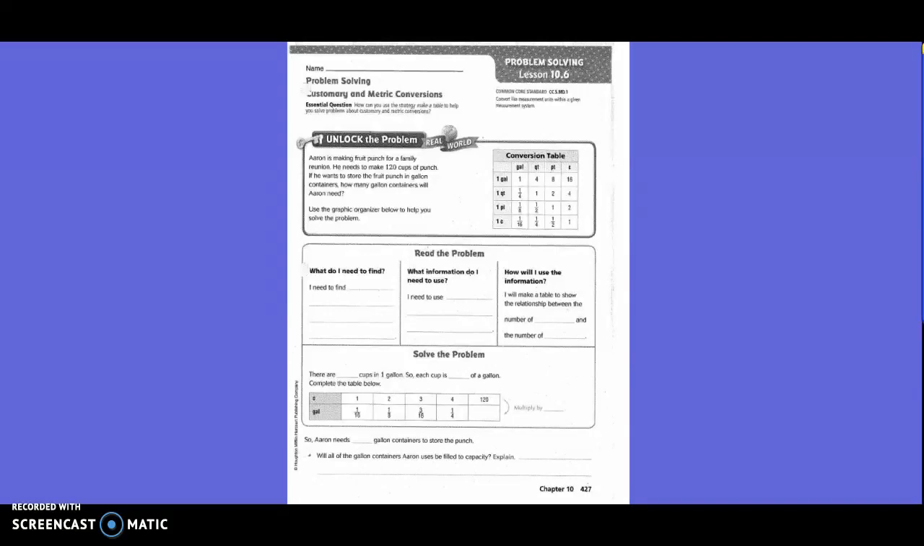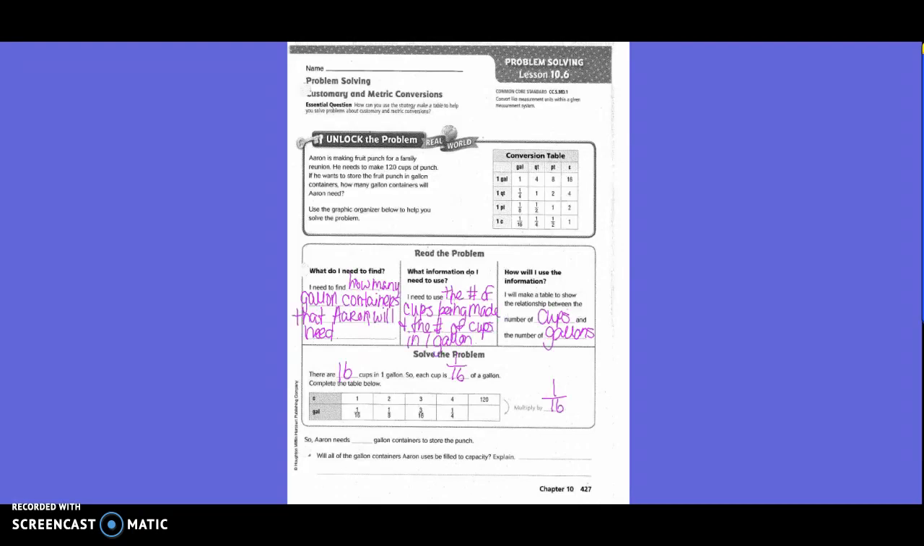7th grade, Chapter 10, Lesson 6, Problem Solving, Customary and Metric Conversions. Unlock the problem. Aaron is making fruit punch for a family reunion. He needs to make 120 cups of punch. If he wants to store the fruit punch in gallon containers, how many gallons of containers will Aaron need? So use the graphic organizer below to help you solve the problem.